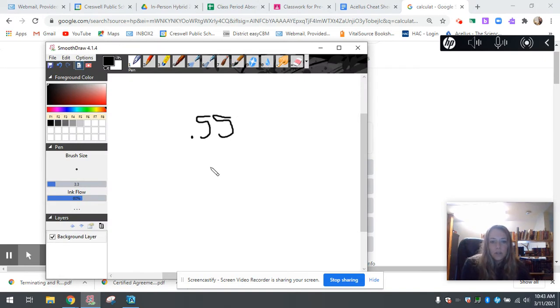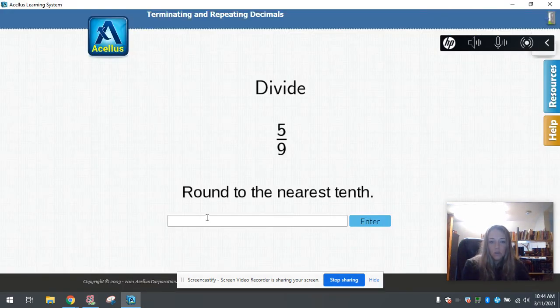Okay, this is the tenths place. This is the number we are looking at to round to. We need to decide whether our answer is going to be 0.5 or 0.6. So we look to the number to the right of it. We have a 5. Remember, 5 and up, round up. So we are going to round that 5 in the tenths place up to 6. So we have 0.6 as our answer. 0.6.